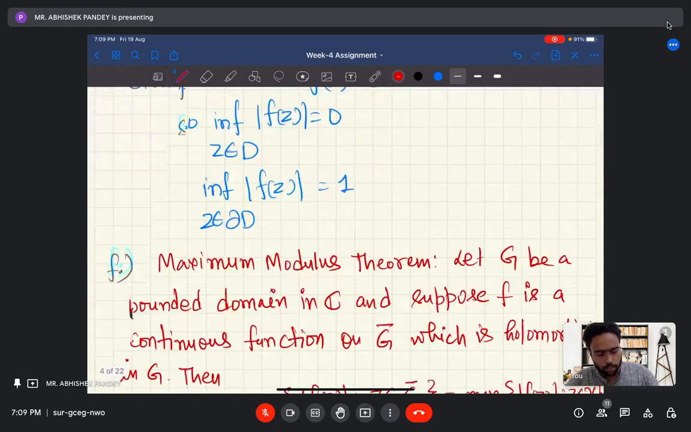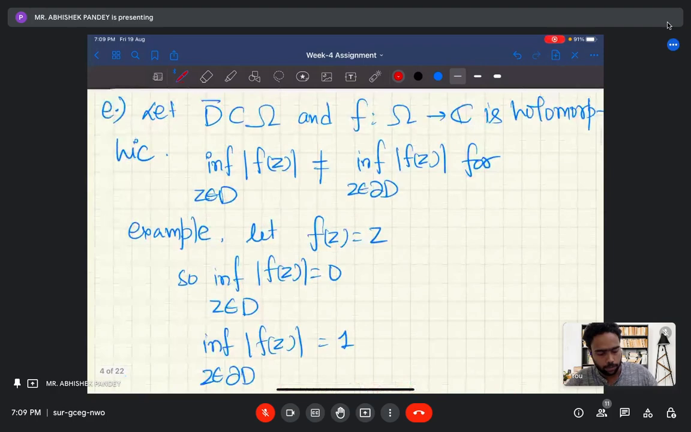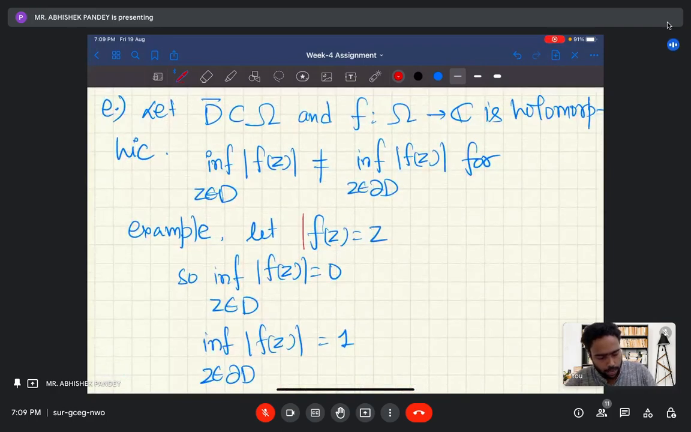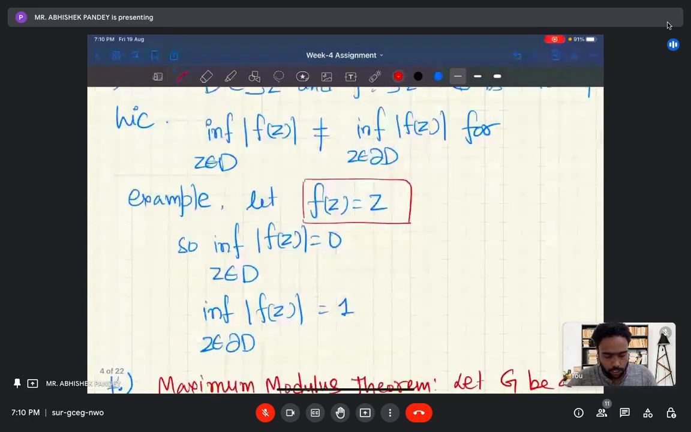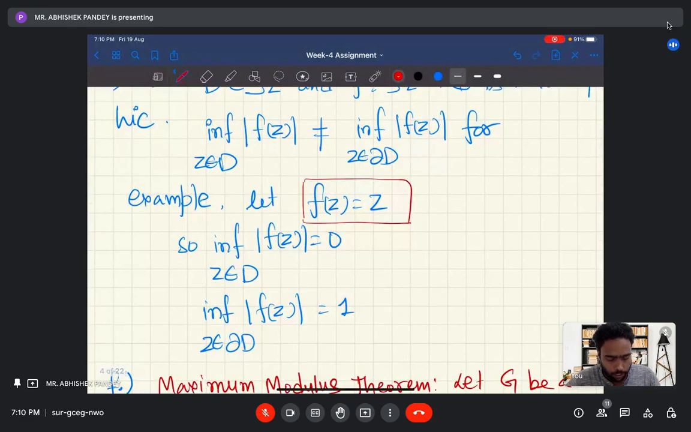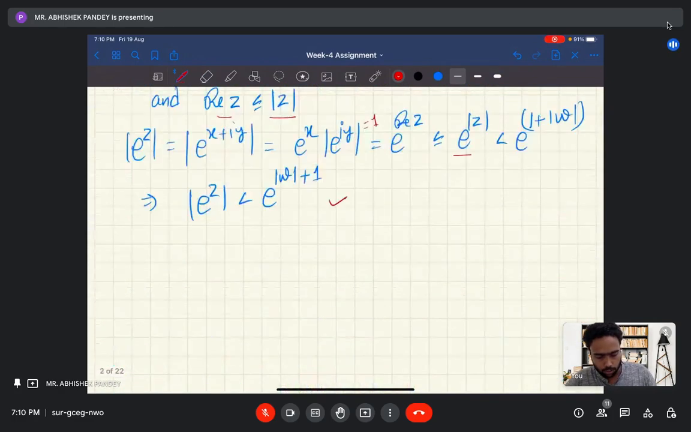For this we can take a counter example. Basically you take f(z) equals z, and D is your unit disk. As you can see, the infimum of the modulus of f(z) is 0 in the unit disk, but the infimum of the modulus of f(z) on the boundary is 1, which is not equal. So this option is not correct.